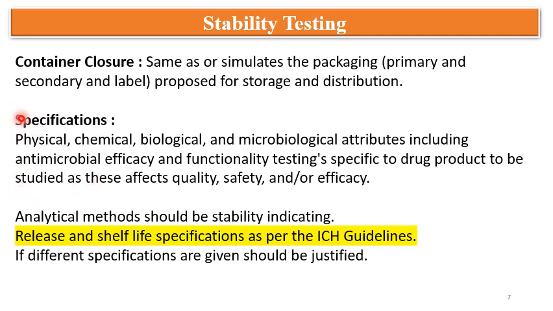Then specification should include all the testing parameters which are affecting the safety and efficacy of the formulation. So it includes physical, chemical, biological and microbiological attributes, including the antimicrobial efficacy and functionality testing, which are specific to the drug product to be studied, as these affect quality, safety and efficacy. For example, the functionality testing like activation for the metered dose inhalers or dose per activation, these are functionality testing, and these are required to be included in the specification.